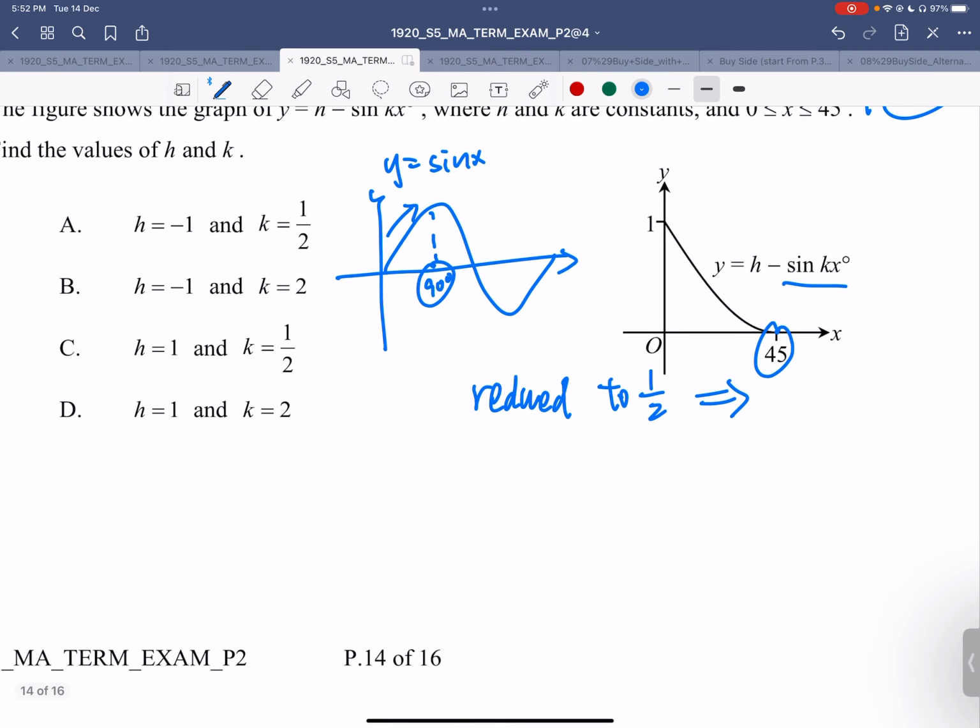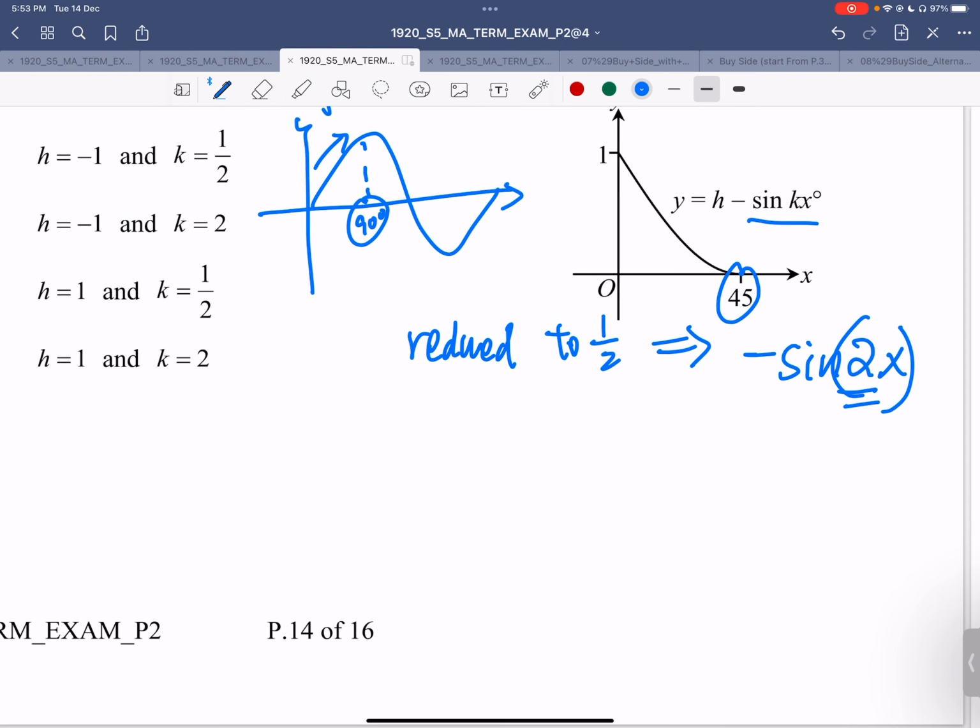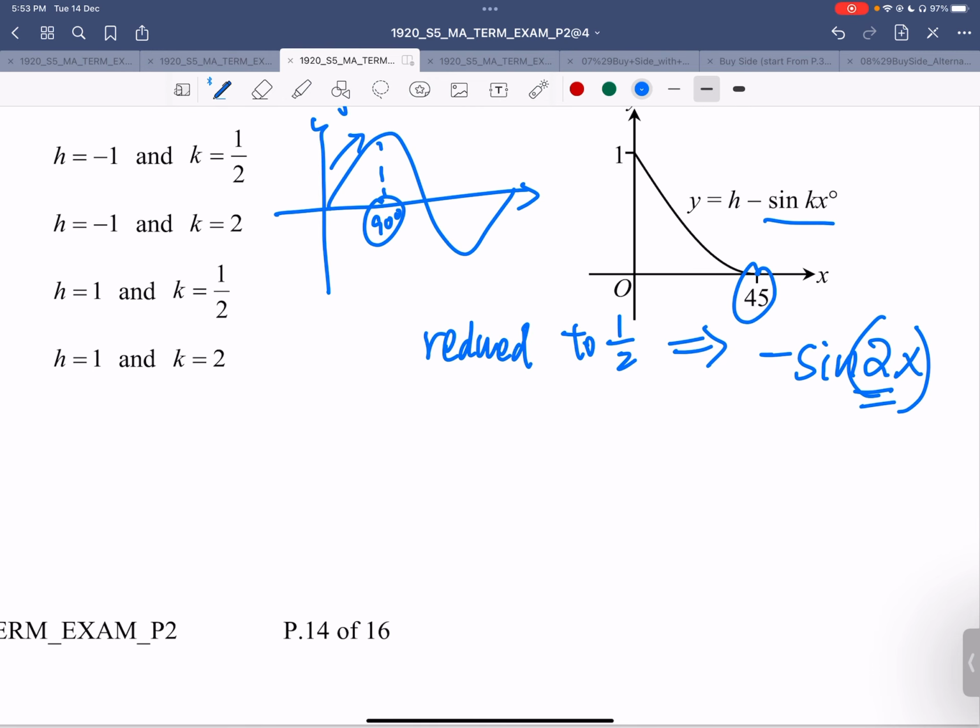How do we express it in terms of a function? It should become negative sine 2x, right? Because reduced by 1 over 2 means inside it should be 2, okay? Recall the transformation of curve, okay? So reduced to 1 over 2, negative sine 2x, all right?